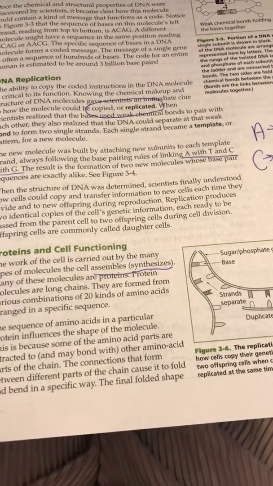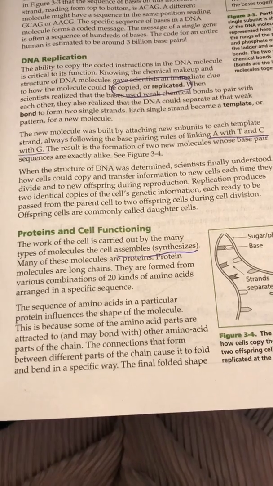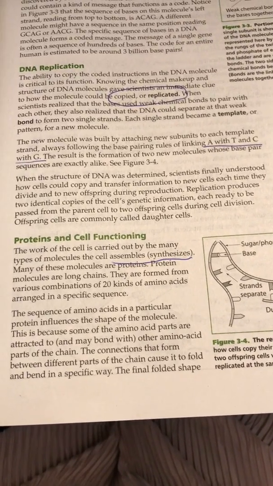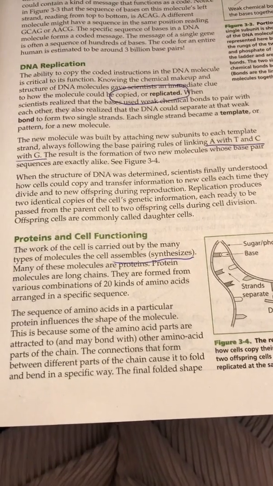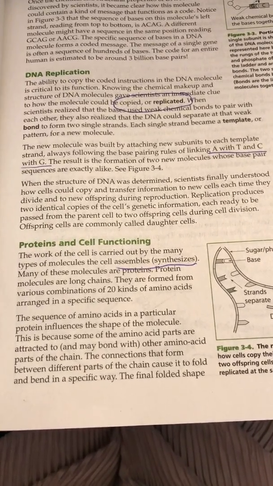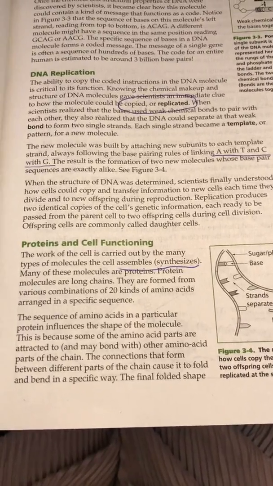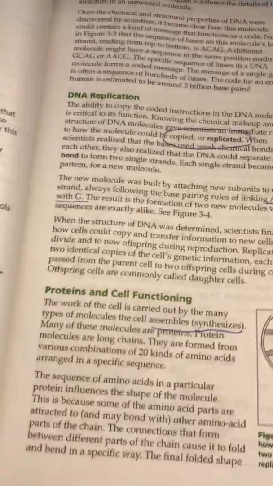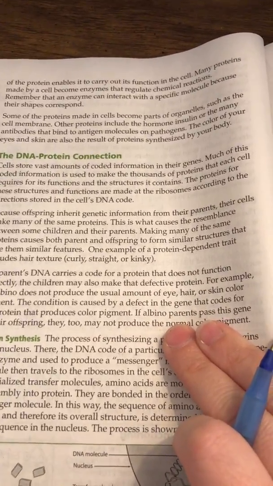The sequence of amino acids in a particular protein influences the shape of the molecule. This is because some of the amino acid parts are attracted to and may bond with other amino acid parts of the chain. The connections that form between two parts of the chain cause it to fold and bend in a specific way. The final folded shape of the protein enables it to carry out its function in the cell.